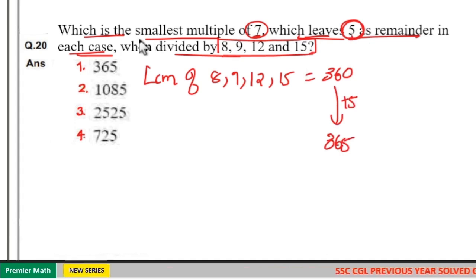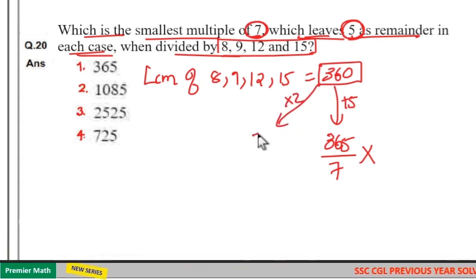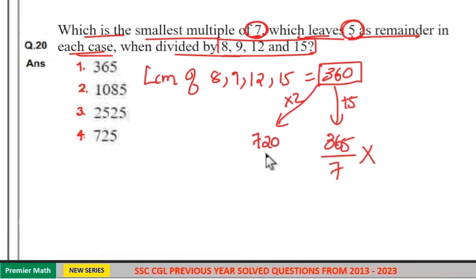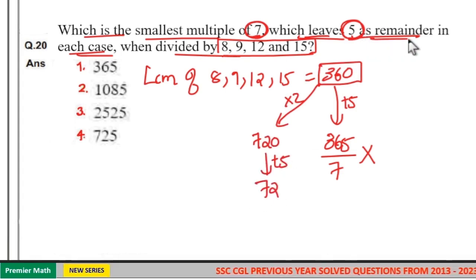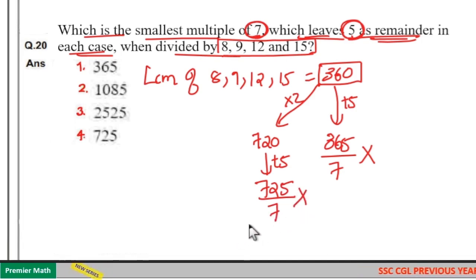Now, question says this is a multiple of 7. Now, check whether this 365 is divisible by 7. But 365 is not divisible by 7. Now, take 360 again and multiply it with 2. Take the double of 360, which is 720. Now add remainder 5 to it, because it leaves a remainder 5. So 725. Now check whether 725 is divisible by 7. 725 is not divisible by 7.